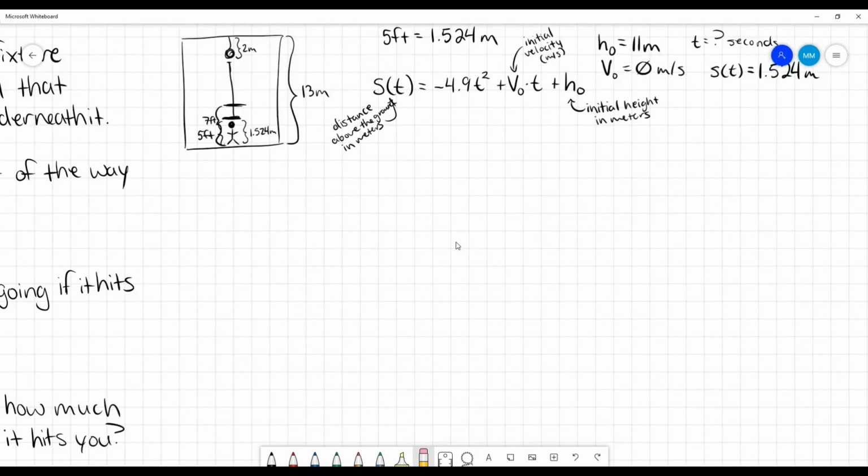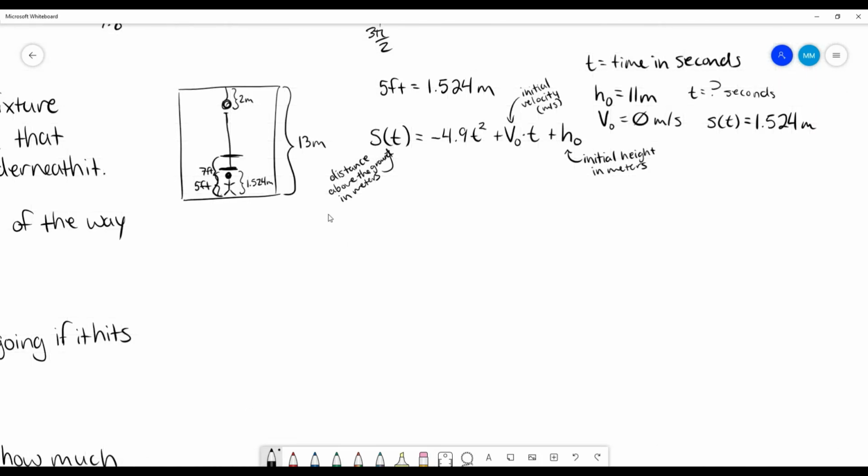So we're going to do everything we did before, except it changes a little bit, because the distance above the ground is no longer that 5 feet, it's going to be 7 feet. So let's figure out what 7 feet in meters is. 7 feet is about 2.1336 meters. That's going to be our S of t in this case. So we're going to say 2.1336 equals negative 4.9 t squared.